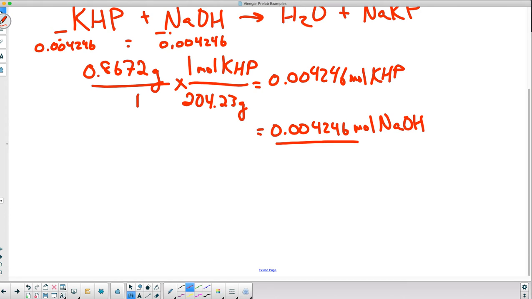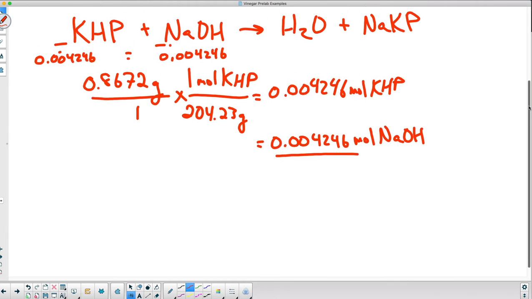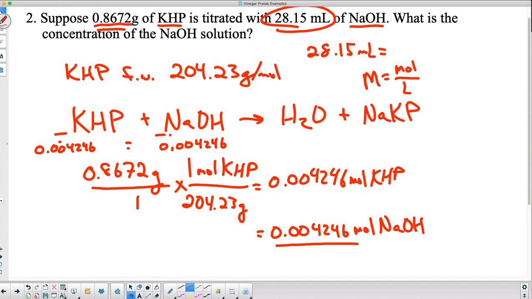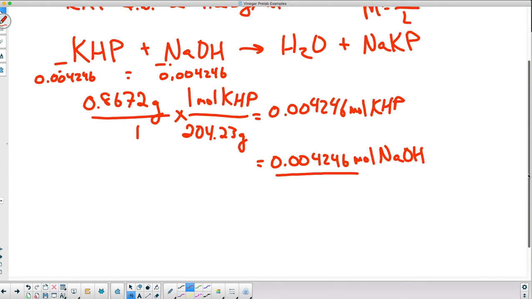Now here's another part that's just a slight bit tricky. Notice that we have the number of milliliters, 28.15 milliliters, but we need to change that to volume in liters so that we can use it in our equation, because molarity is moles per liter, not moles per milliliter. So when I change milliliters to liters, I go 1, 2, 3 places, and I put the decimal point like that. So let's take this back down to where we were.